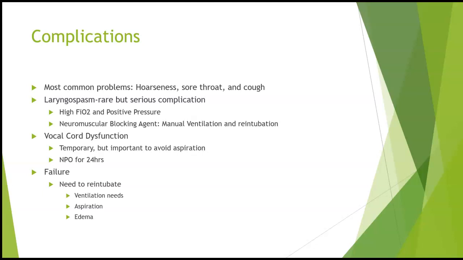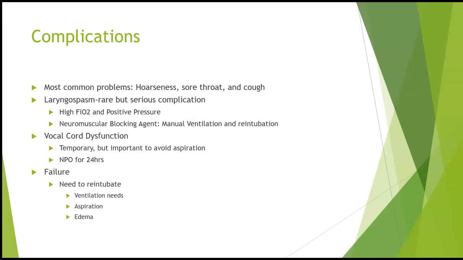Laryngospasm, we've talked about before. This is rare, but it can be a serious complication where the larynx just spasms. You would want to treat it with high concentrations of oxygen, maybe some positive pressure, like putting the patient on CPAP. But ultimately, if it's not correcting itself, you're going to want to use a neuromuscular blocking agent, which is a paralytic. And then you're going to have to manually ventilate and re-intubate the patient.